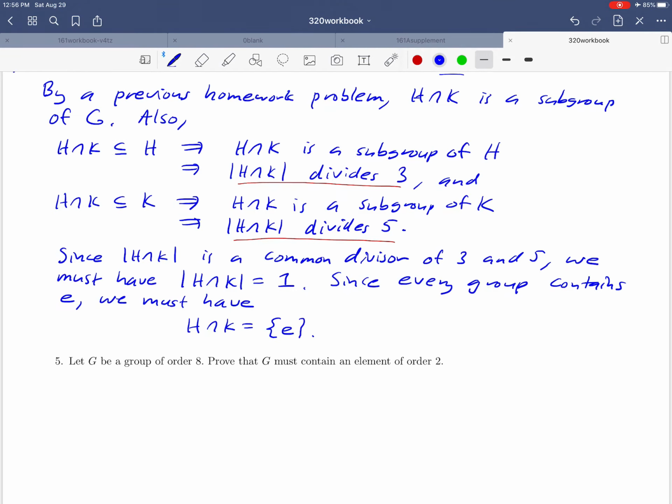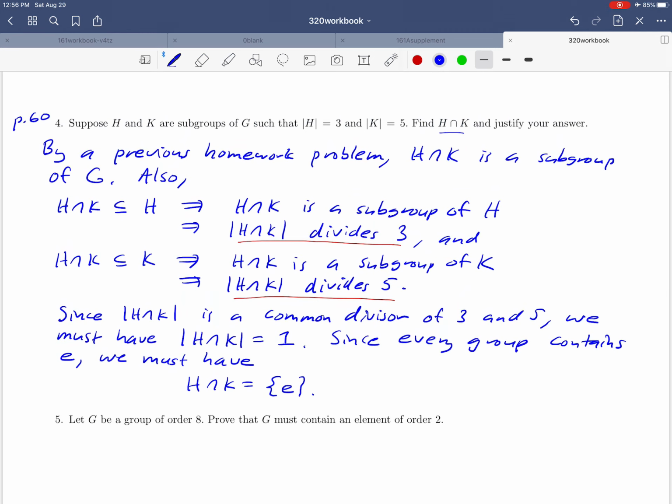All right, and if you look back at what they asked us, we have answered the question. They wanted us to find H intersect K, and we did. We came to the conclusion that H intersect K is a one-element group that just contains the identity element.